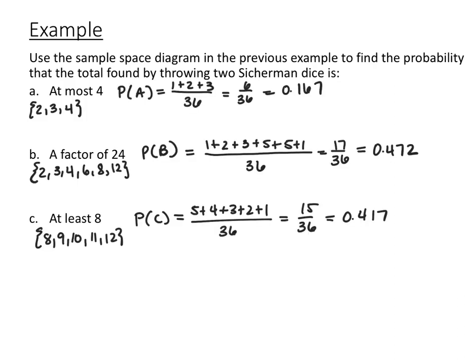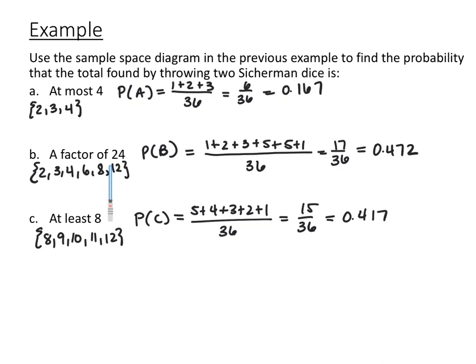So for the first one, at most 4, which means it could be 2, 3, or 4. So I called this event A. So the probability of event A is the probability that you roll a 2, 3, or 4 combined. So a 2 was 1 out of 36, a 3 was 2 out of 36, and a 4 was 3 out of 36. So there's 6 different ways you can add them up and get at most 4. So 6 out of 36, or 0.167.